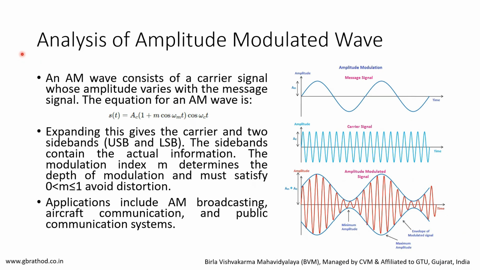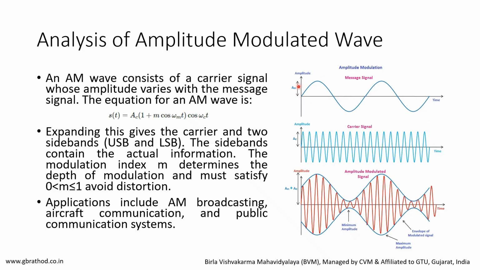Here I am going to discuss the analysis of an amplitude modulated wave. Here you see the term amplitude. Amplitude is the keyword over here. An amplitude modulated wave consists of a carrier signal whose amplitude varies with the message signal. You see this is our message signal and this is the carrier signal.